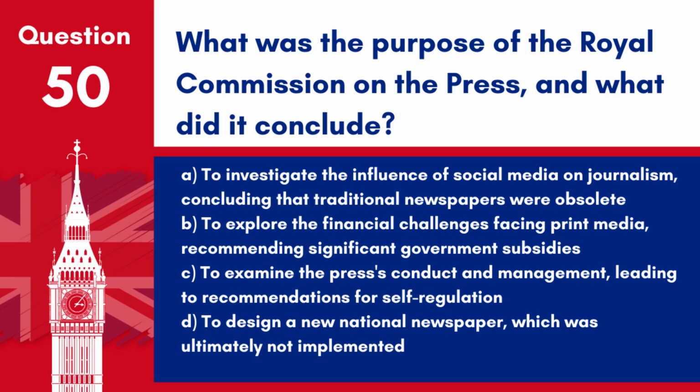Question 50. What was the purpose of the Royal Commission on the Press, and what did it conclude? A. To investigate the influence of social media on journalism, concluding that traditional newspapers were obsolete. B. To explore the financial challenges facing print media, recommending significant government subsidies. C. To examine the press's conduct and management, leading to recommendations for self-regulation. D. To design a new national newspaper, which was ultimately not implemented.